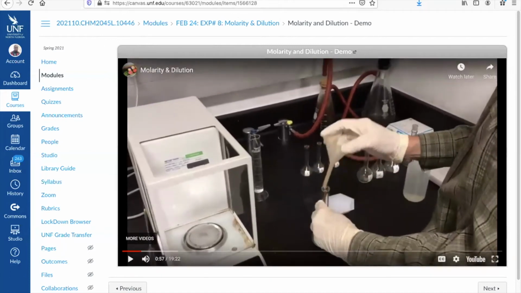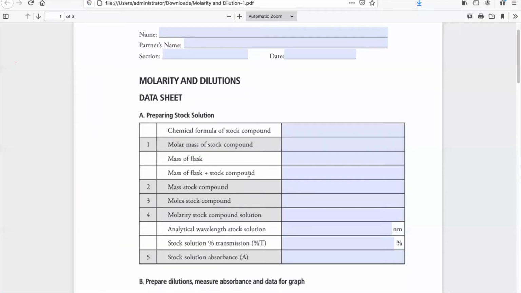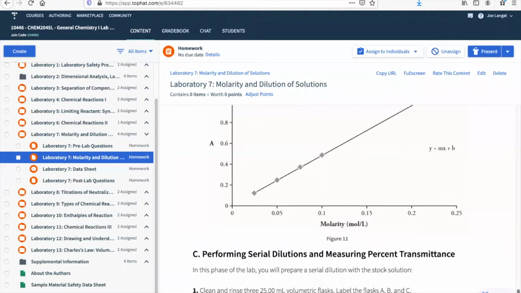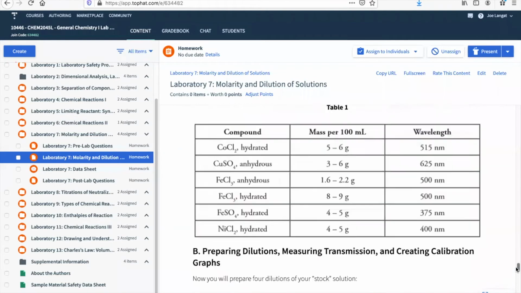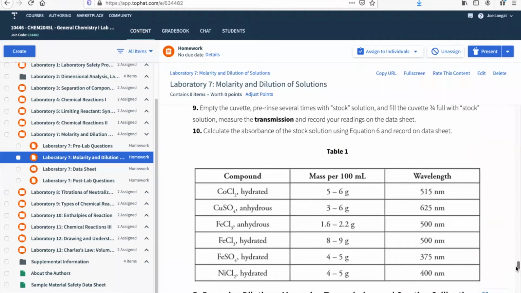So with that, this is what you will do. Once you know the mass of the flask and the stock compound, let's talk about the copper sulfate. You will need that to calculate the molar mass.